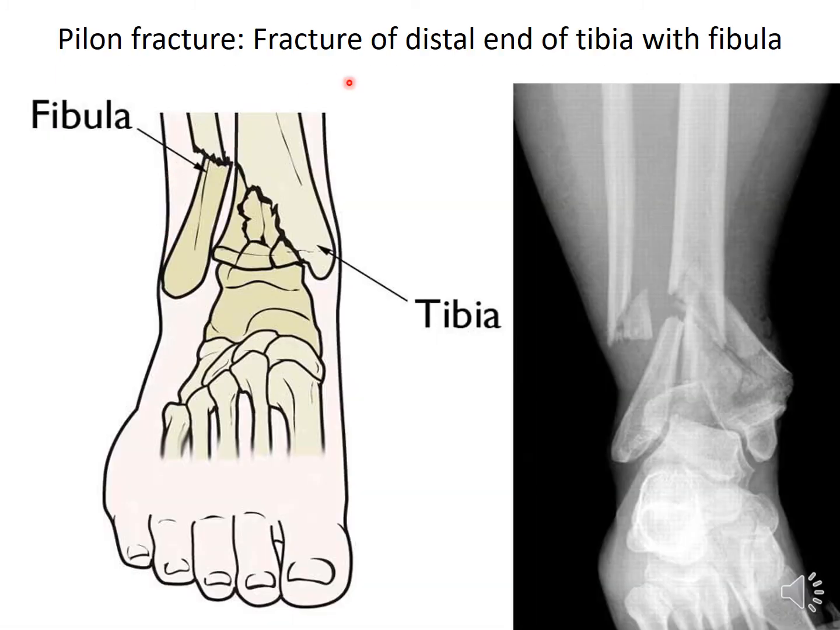Then pylon fracture. Pylon fracture is a fracture of distal end of tibia and the fibula. Here we can see the comminuted displaced fracture of tibia and fibula. This is the pylon fracture.